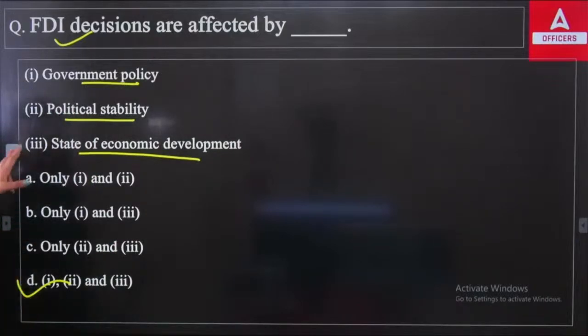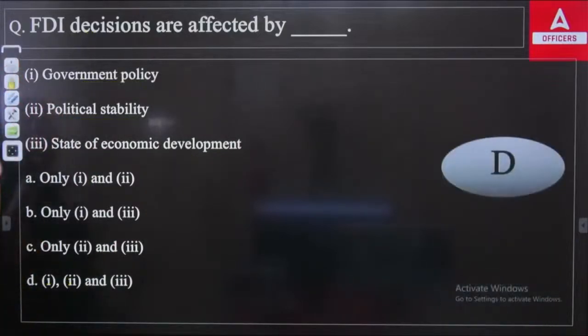So the right answer is option D. All these reasons impact the FDI decision of the foreign company. So the right answer is D.